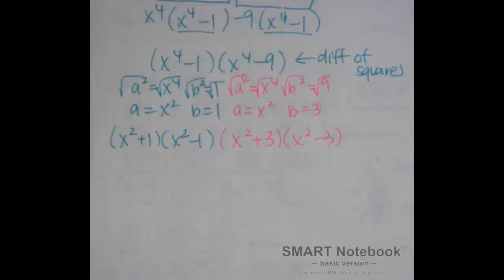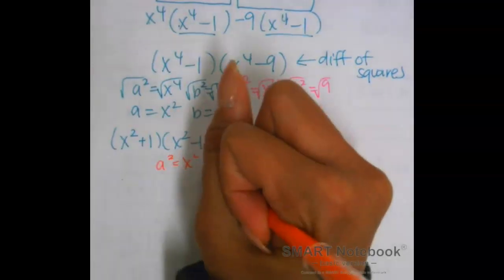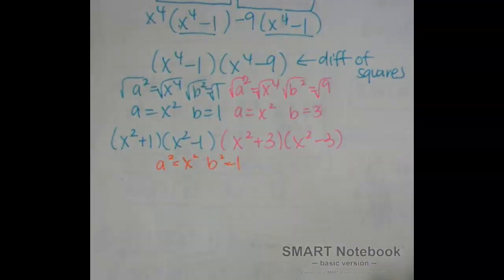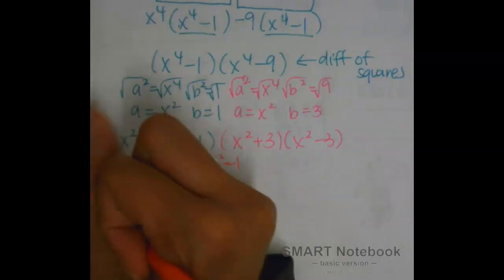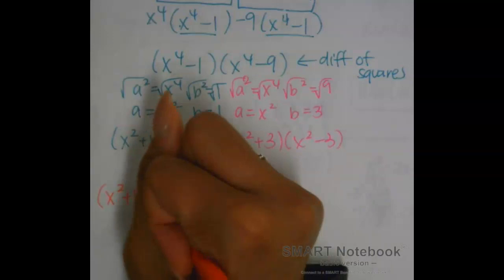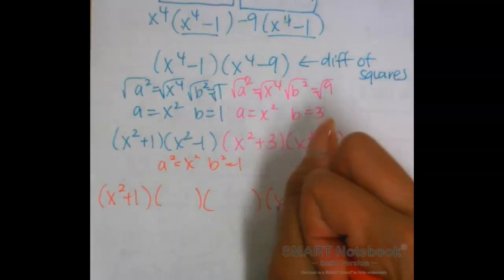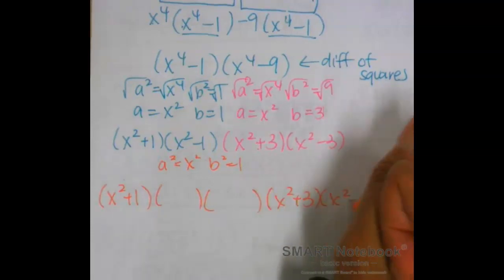So underneath it, that's why I told you guys, use the back of your paper. A squared is equal to x squared. B squared is equal to 1. So let me rewrite what I have. I have x squared plus 1. I'm now going to have 2 more binomials, and then the last 2, so x squared plus 3, x squared minus 3.